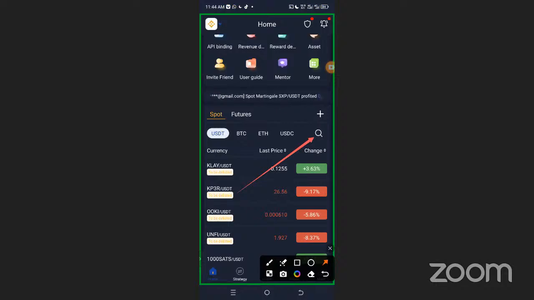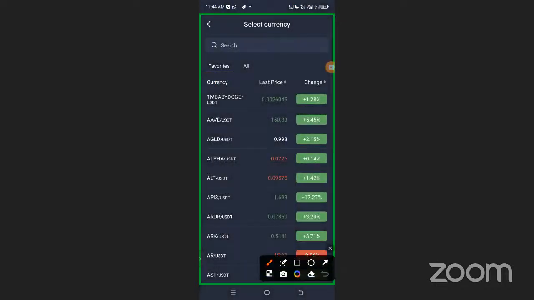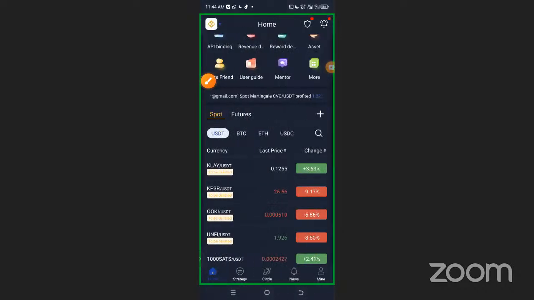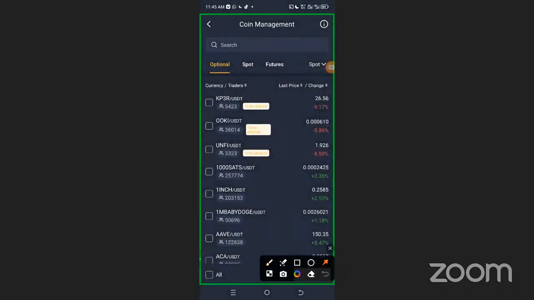Open your RoyalQ account. When you open your RoyalQ account, click on the search bar. When you click on the search bar, click on all. Some people tell us that they don't see the coins. I open my RoyalQ, I'm searching for the coins, I don't see them. Come and you open this. Click on this plus button. After clicking on the plus button, add the coin.